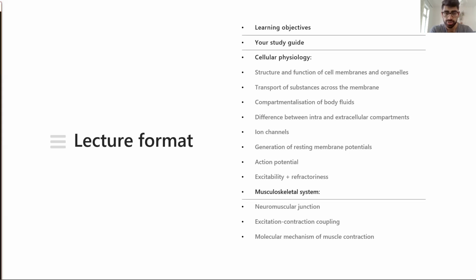Then I'll talk a bit about ion channels, and then we'll go into some of the electrophysiology, so resting membrane potentials, action potentials, and then a couple of the definitions, excitability and refractoriness. And then I will conclude this lecture by talking a little bit about musculoskeletal system physiology. So I'll talk about the NMJ, excitation-contraction coupling, and then the molecular mechanisms behind muscle contraction.